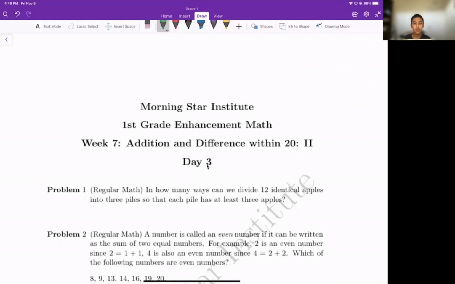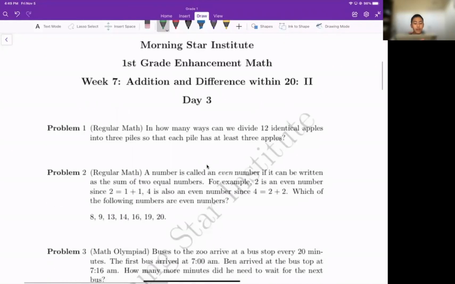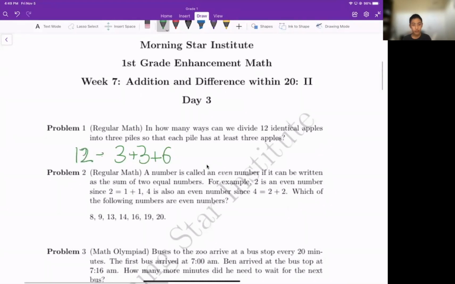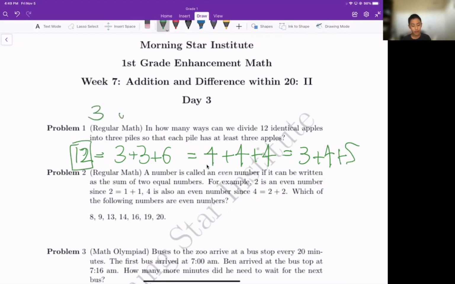Hi everyone, so this is week 7, day 3 solution problems. For problem 1, in how many ways can we divide 12 identical apples into 3 piles so that each pile has at least 3 apples? For the first answer, it could be 3 plus 3 plus 6. For the second one, it could be 4 plus 4 plus 4. And for the third one, it could be 3 plus 4 plus 5. And all of these equal 12. So therefore, there are 3 ways. So the answer is 3 ways.